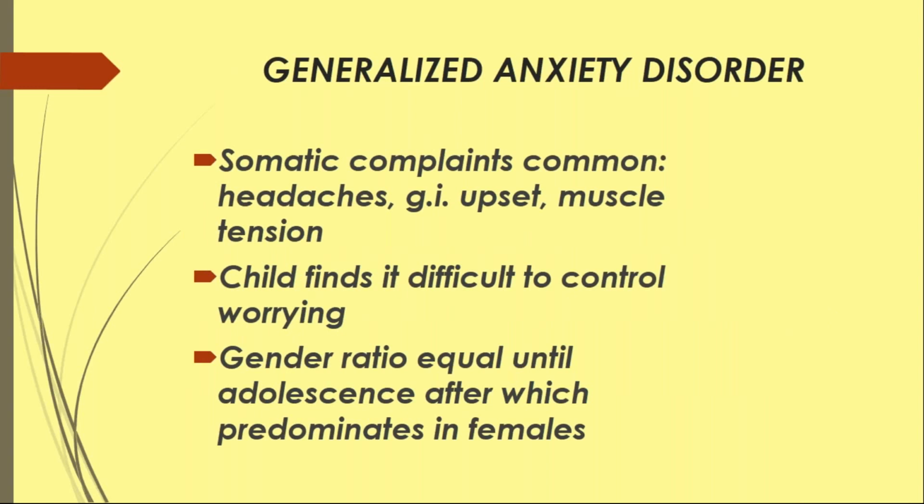We get a lot of somatic complaints: headaches, gastrointestinal problems, muscle tension, and the child has a difficult time not worrying. We see this up until adolescence. It seems to be fairly equal in males and females, but then as we get into adolescence and adulthood, much more common in females.